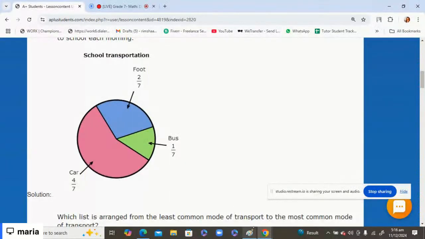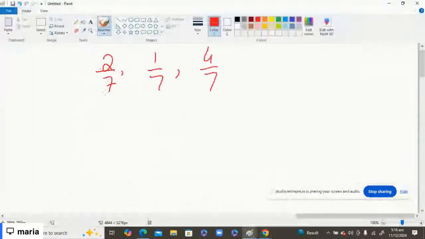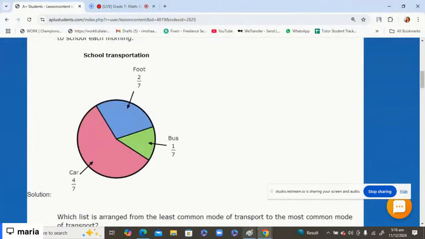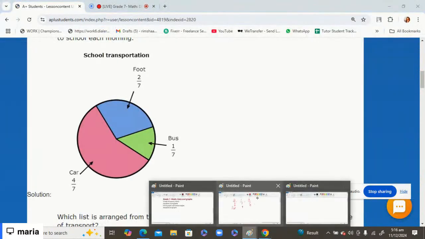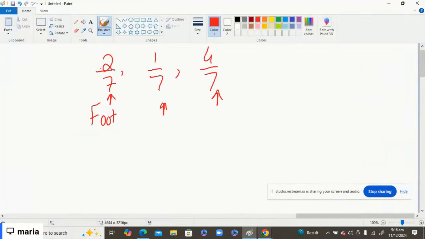It's foot, bus, and car. This is for foot, then 1 by 7 for bus, and this is for car.